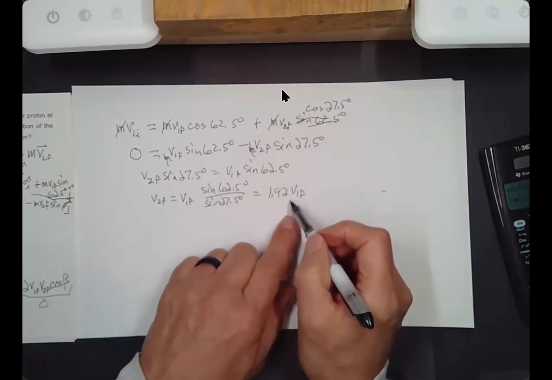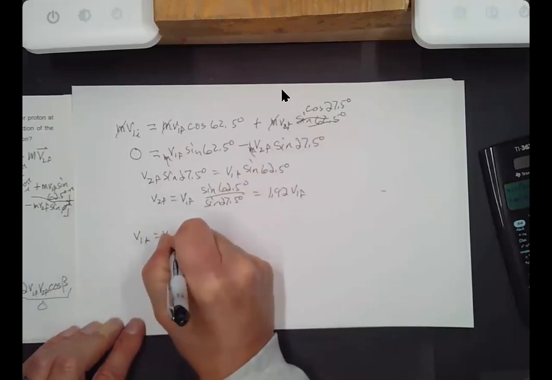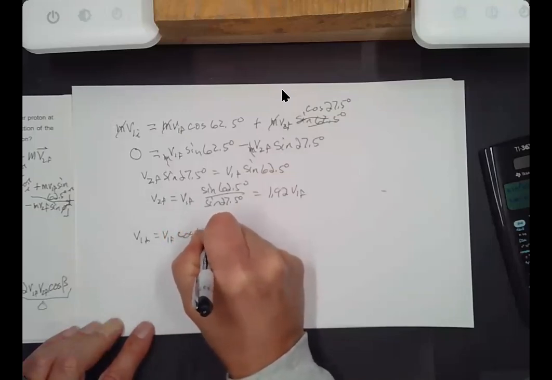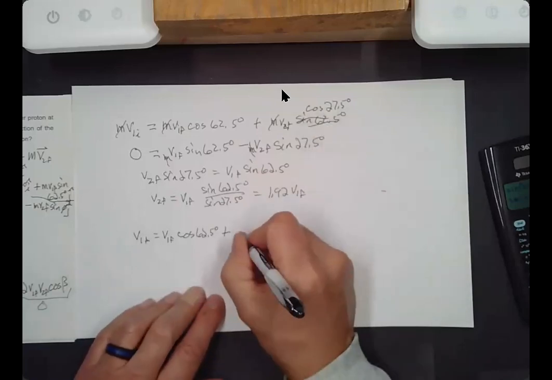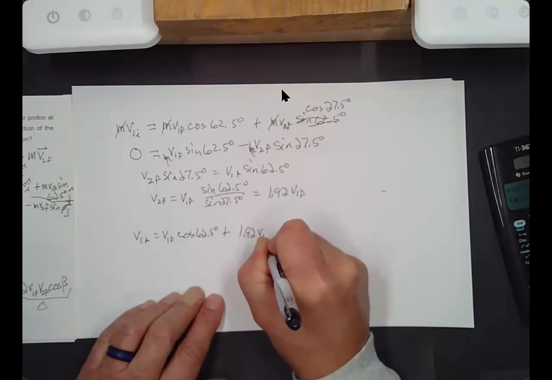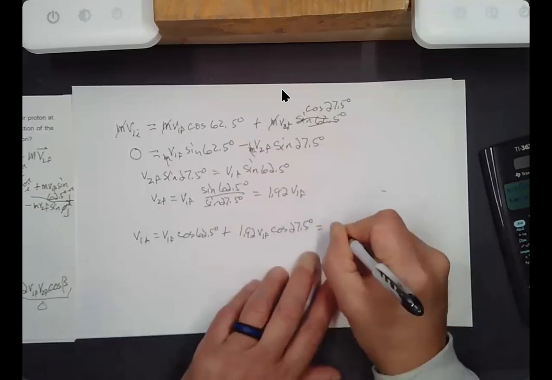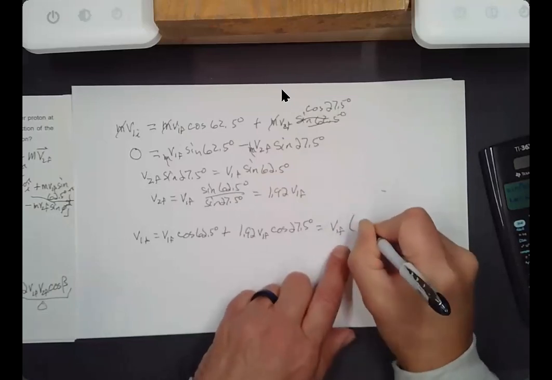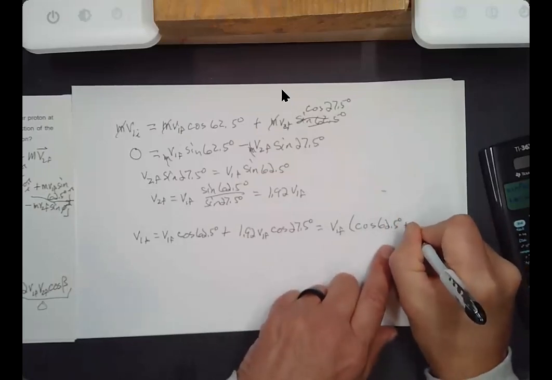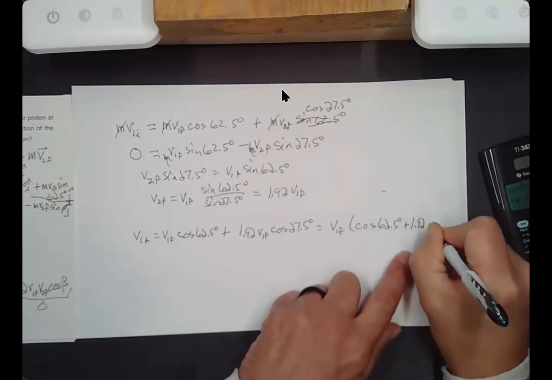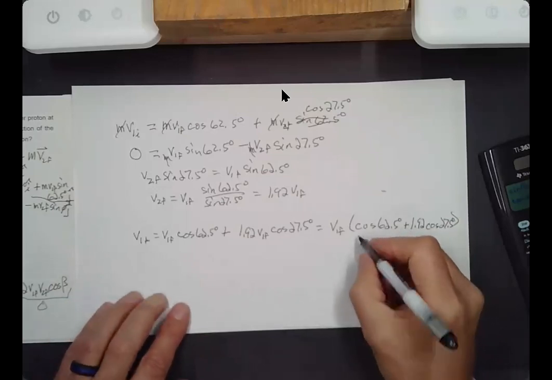Well, I can take that and stick it into that first equation up there, and I'll have V1 initial equal to V1 final cosine 62.5 degrees plus V2 final goes up here, and that's 1.92 V1 final times the cosine of 27.5 degrees, which ends up being V1 final times the cosine of 62.5 degrees plus 1.92 cosine of 27.5 degrees. I think I did that right. Yep. And this is just a number.